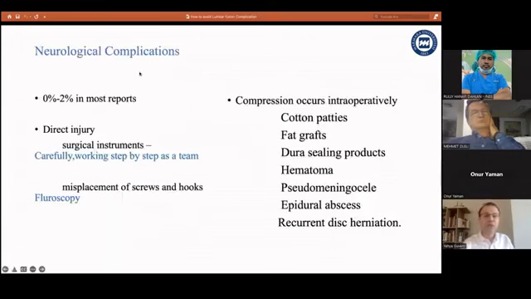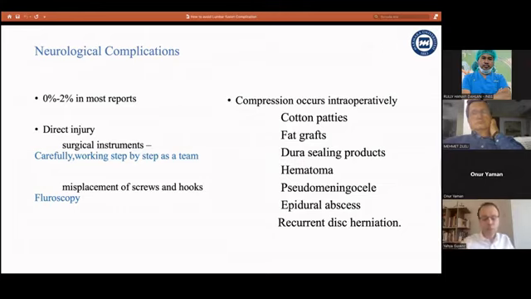Neurological complications are sometimes catastrophic. Because of that, they are very important. They are rare but important. Sometimes they occur with direct injury from surgical instruments. To prevent it, we use 2 hands for the surgical instruments, and we work carefully, step by step, as a team. The nurse helps us, and the assistants help us.